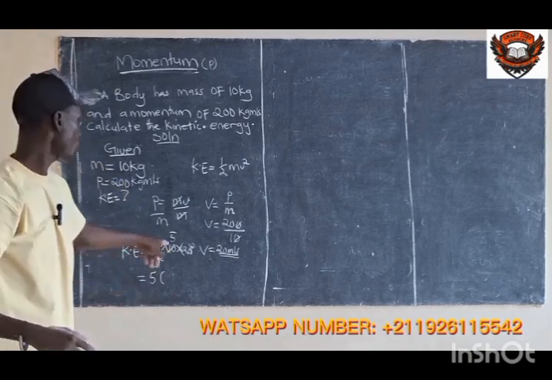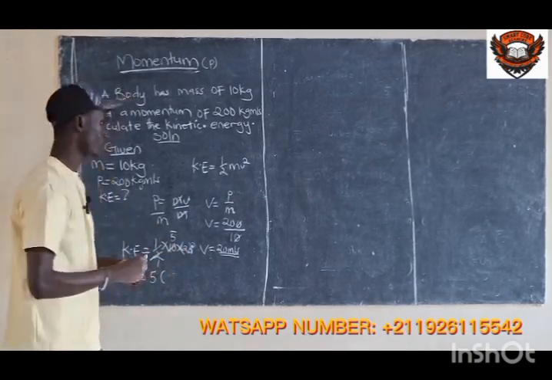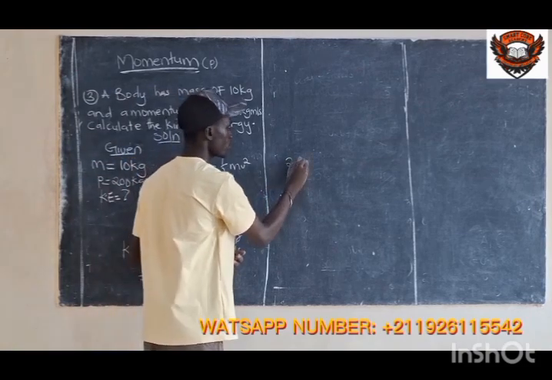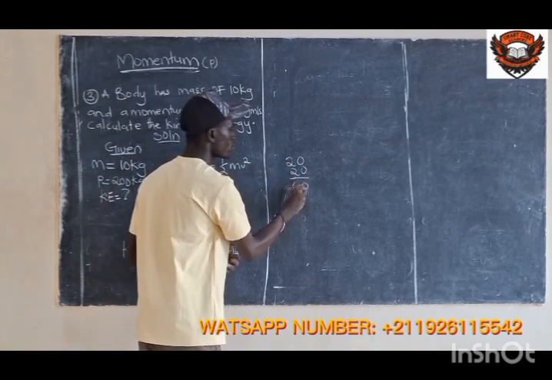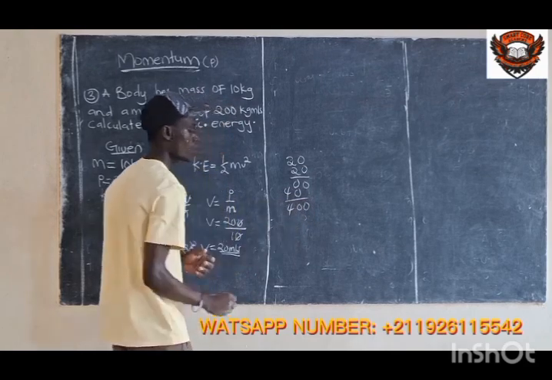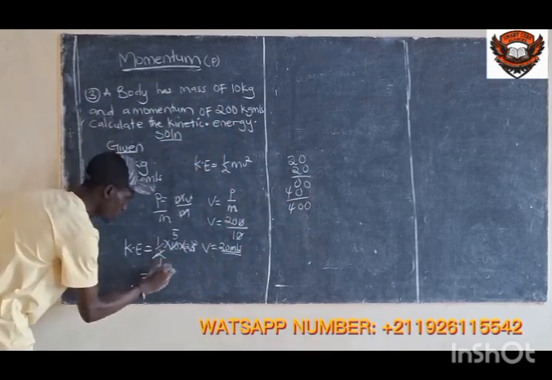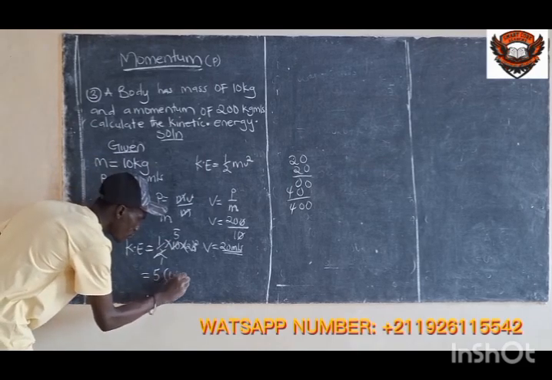20 raised to the power of 2 means 20 multiplied by 20. Let's put side work. This is 20, this is 20. Here 0, 0, here 0, and here we get 4. So we are going to get 400. That is 20 squared. So we get 5 outside, 400.